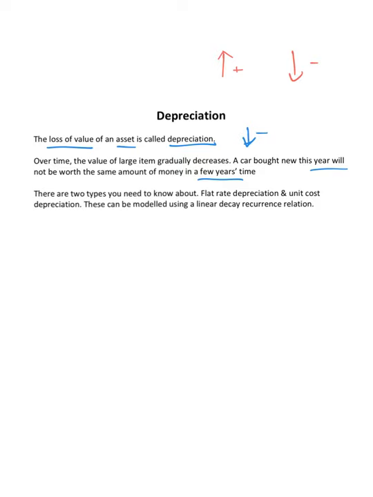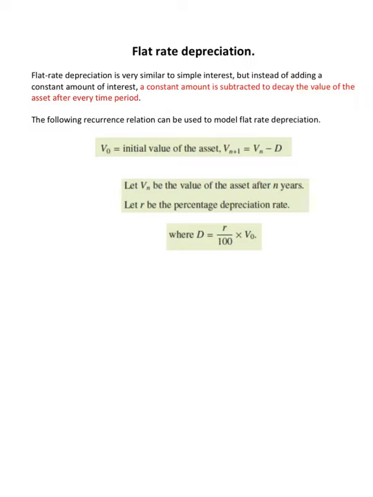There are two types of depreciation that you need to know. There is flat rate depreciation and there is unit cost depreciation. And we can model these using a linear decay recurrence relation. We're going to learn about those now. The first one we're going to look at is flat rate depreciation.